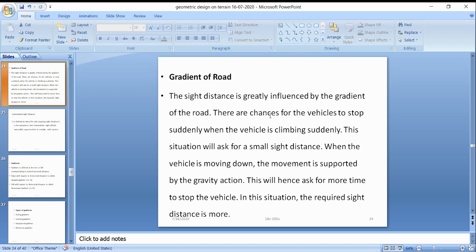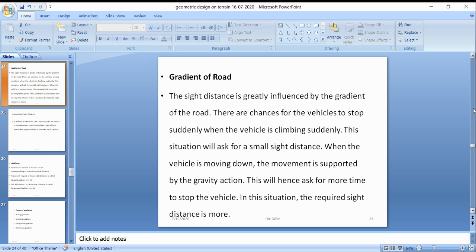So, what do you mean by the gradient? In geometric design, we are considering the gradient also. The sight distance is greatly influenced by the gradient of the road. So there are chances of the vehicle stopping suddenly when the vehicle is climbing. If the vehicle is going on higher areas, climbing higher areas, these situations will ask for a small sight distance. When the vehicle is moving down, the movement is supported by the gravity action.